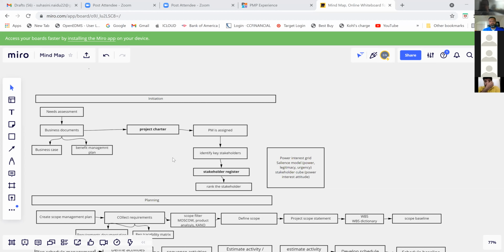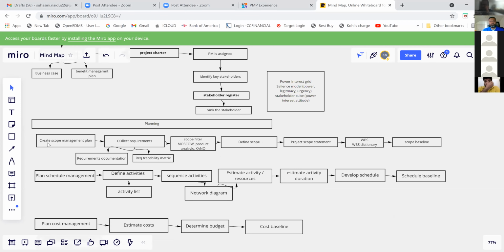We come to planning, where we create the scope management plan. For the scope management plan, we collect the requirements first. Requirements are then put into requirements documentation and requirements traceability matrix. And then we put a scope filter. We use MoSCoW with the product analysis and Kano model. And then from there, we define scope.